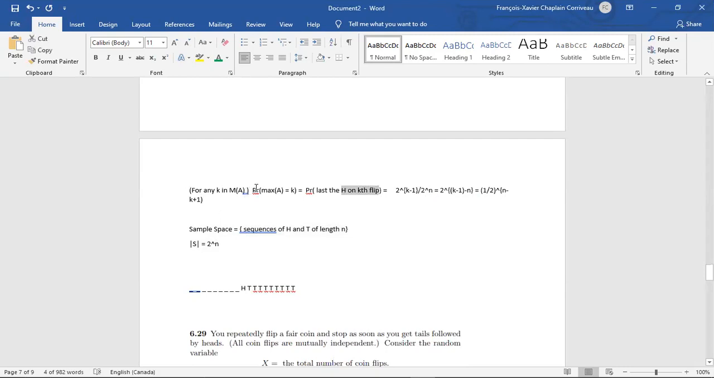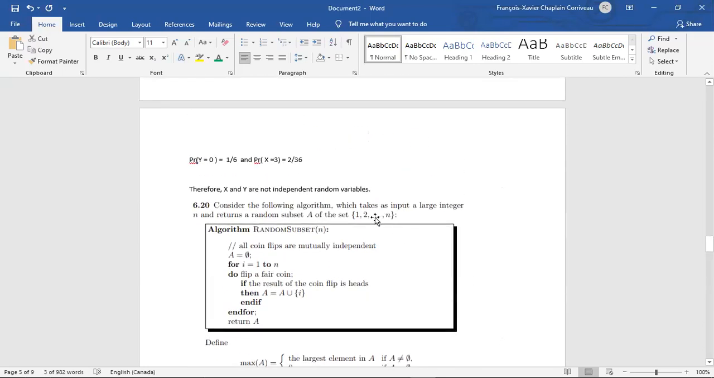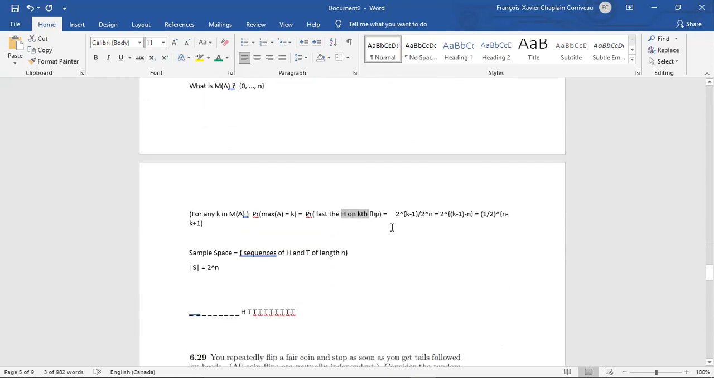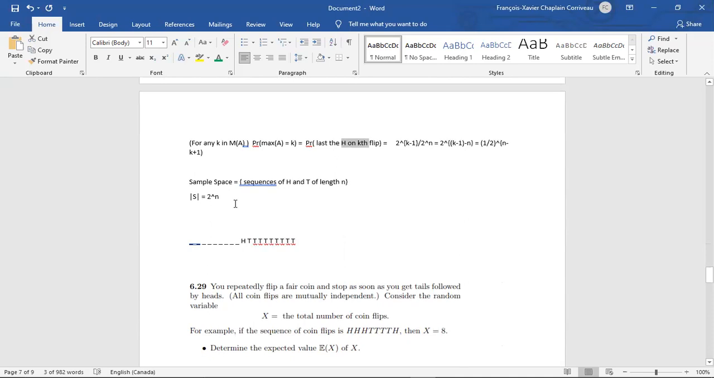Again, this is the key to solving this question, right? If I know that the maximum is equal to k, then the last head that I got was on the kth flip. It was for element k. Otherwise, I would have something bigger. So how did we get this? A half power n minus k plus 1. So if this is true, this is equal to that.